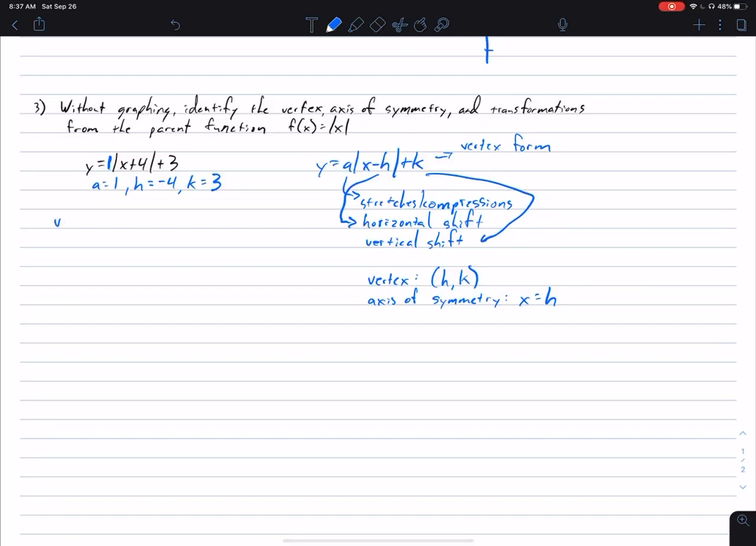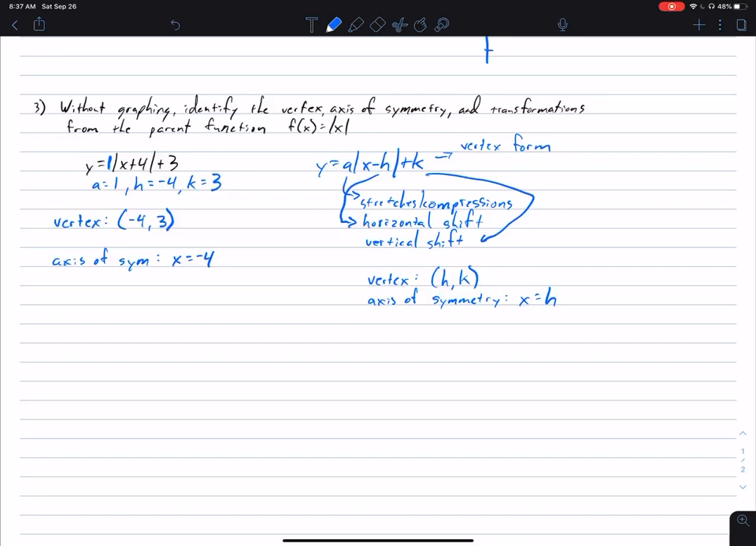So let's start with the vertex. All right, my vertex, again, is (h, k). So my vertex would be (negative 4, 3). My axis of symmetry is x equals h. So that would be x equals negative 4. And then we need to talk about any transformations that happened.